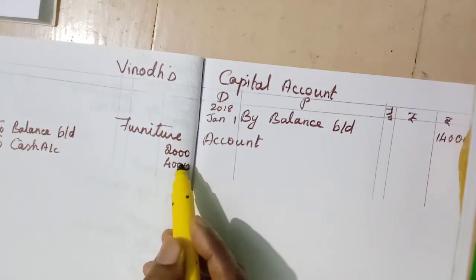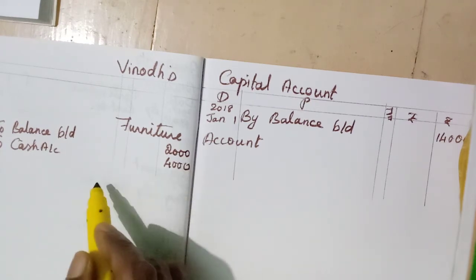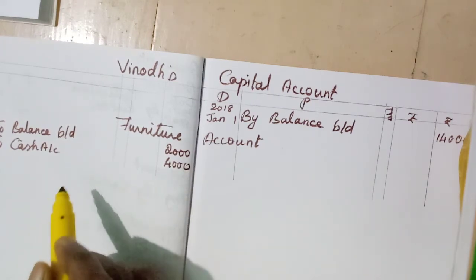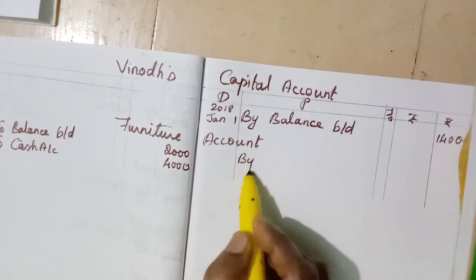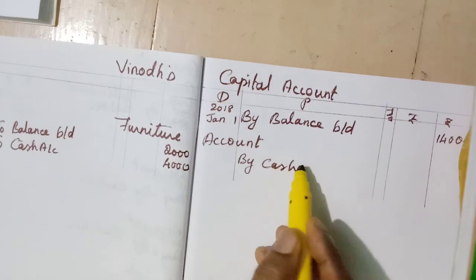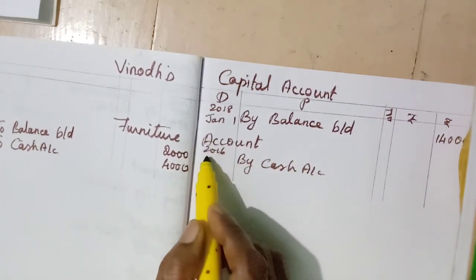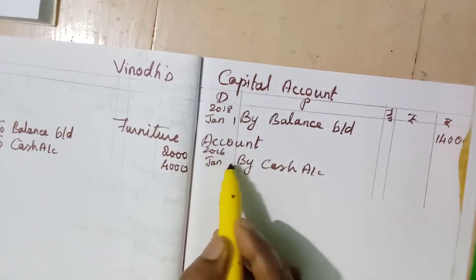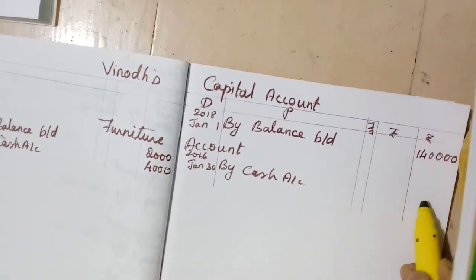Then sold furniture. What is the entry? Sold furniture means if we sell furniture, what we will receive? Cash. So cash account debtor to furniture. Furniture is credited. So credit side by cash account. Then date you write. 2016 January 30. Cash account how much? 400. So write here 400.